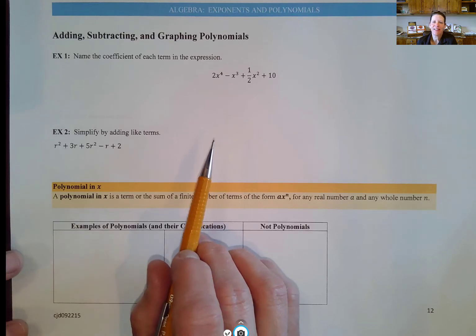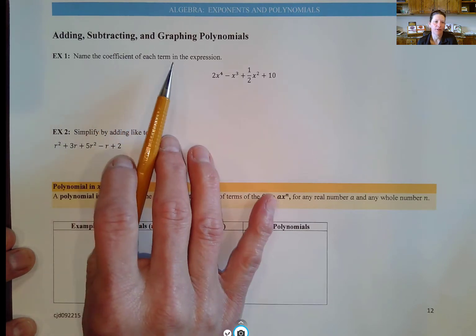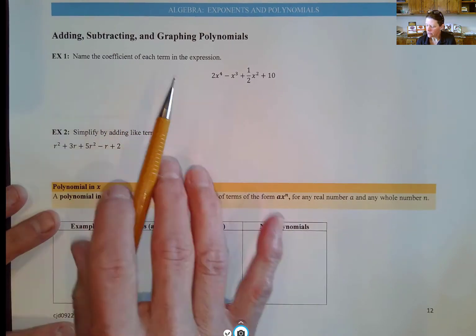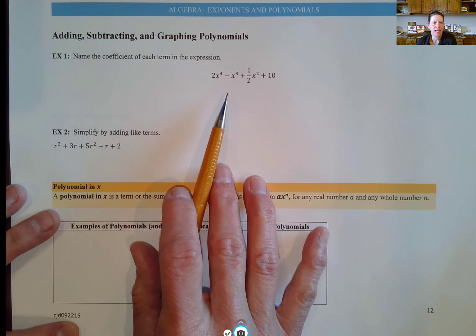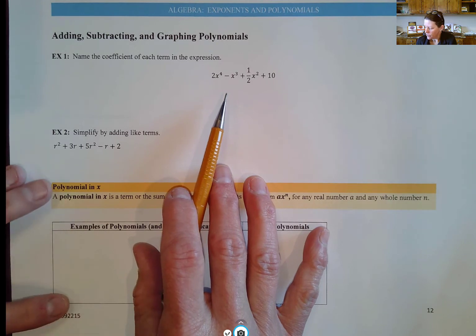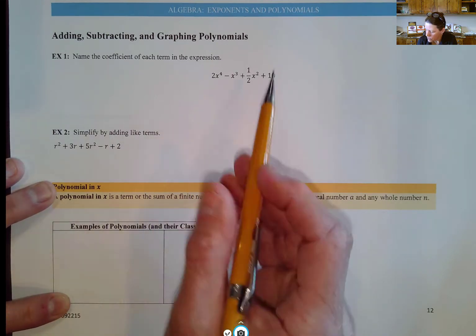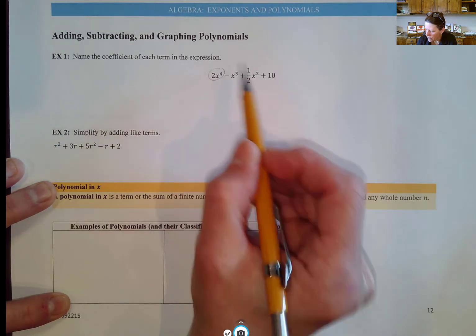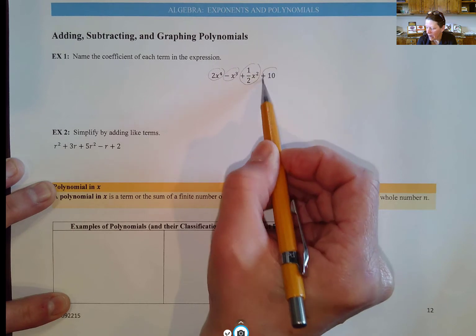Hello students, in this video we will add, subtract, and graph polynomials. Well, first let's start by just investigating a polynomial, and in this example we're going to name the coefficient of each term. Now as we look at this polynomial, there are four terms. The terms are those things that are separated by your plus and minus symbols.